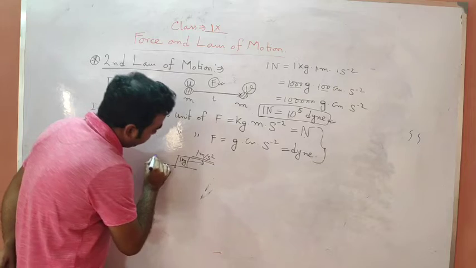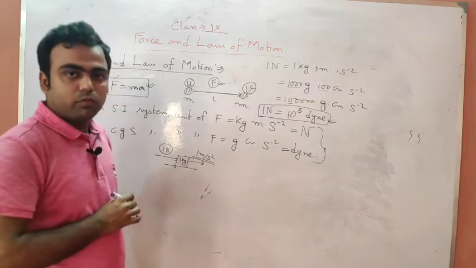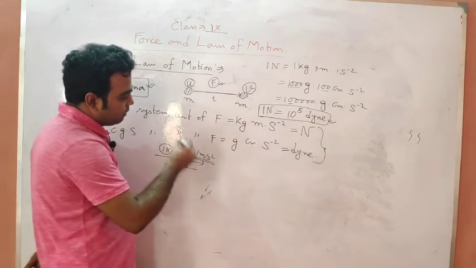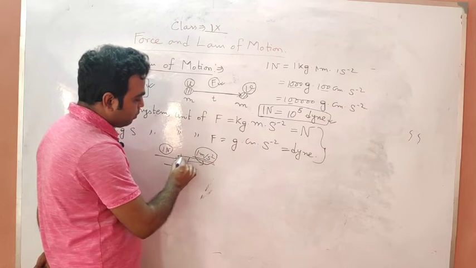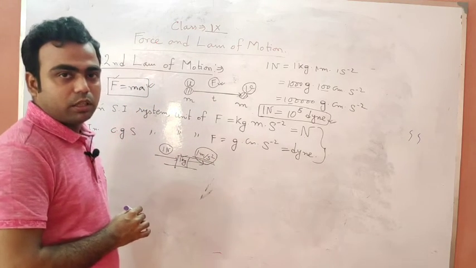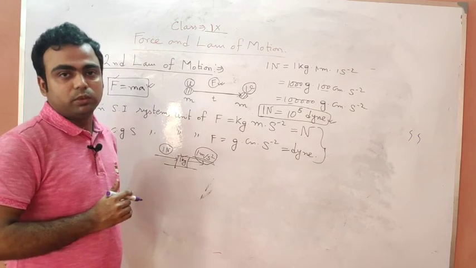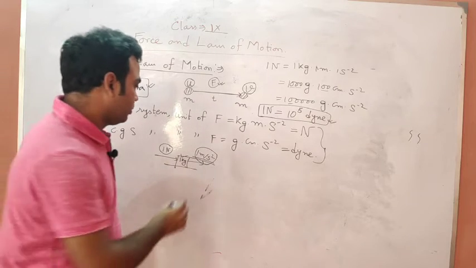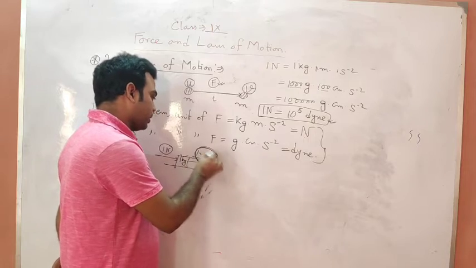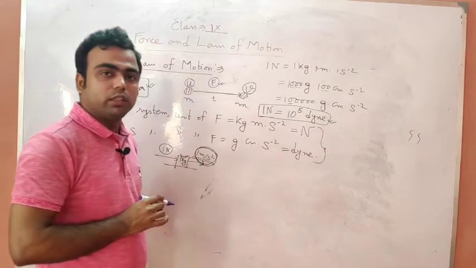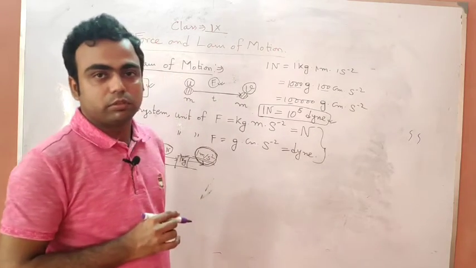Then we have to provide 1 Newton of force. That means, reversely, to get an acceleration of 1 meter per second square for a body of 1 kg mass, the required force is called 1 Newton.